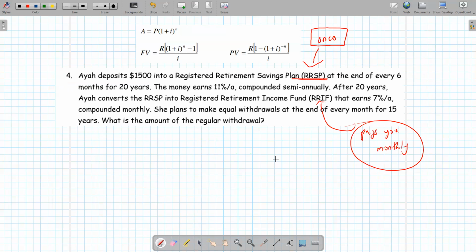It's a two-part question. What's the first part and what's the second part? PV, FV, simple interest, A, compound interest, what's going on in the first part? With the RRSP, again, you're only putting money in once. Keep that in mind. It's going to be one of the three above.